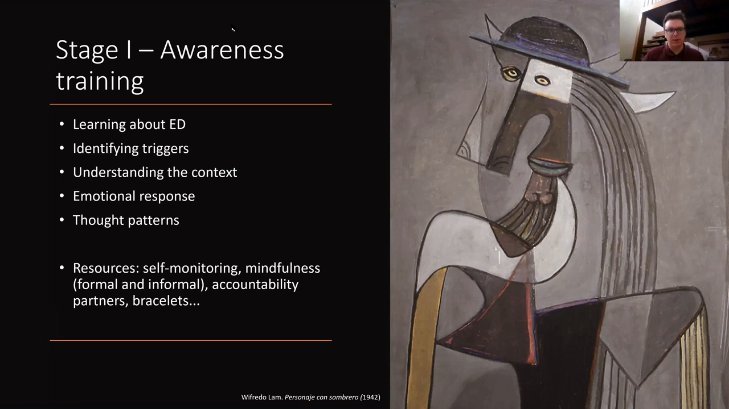So awareness training is basically a part of the treatment where you learn about skin picking. You learn how to identify triggers. You learn how to identify contexts where you pick, and you learn how to identify your emotional responses and your thought patterns. Why is this important? In order to prevent or predict picking, you need to understand what will trigger it, especially if picking is mindless, sort of unconscious. This stage is even more important because you need to become aware of it in order to deal with it.